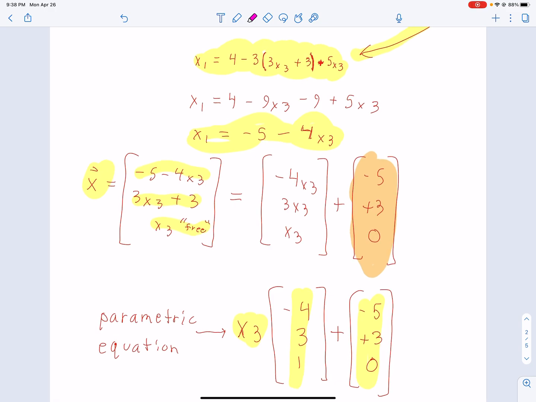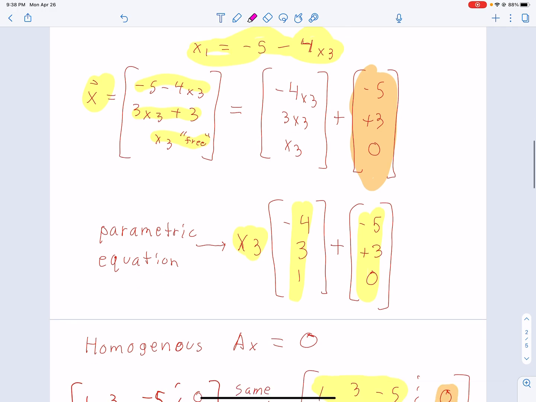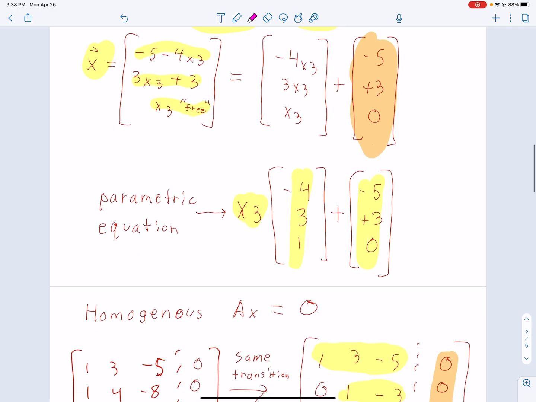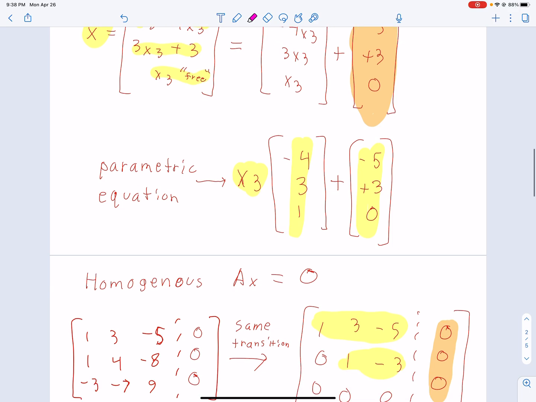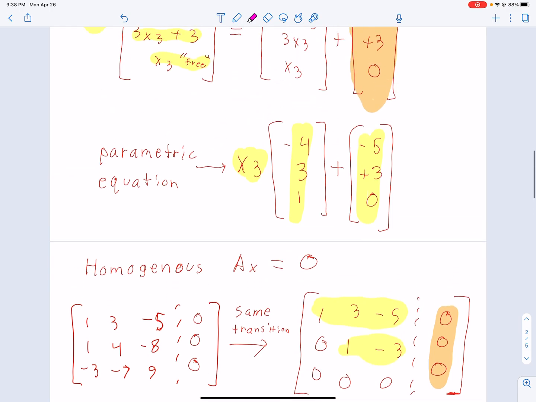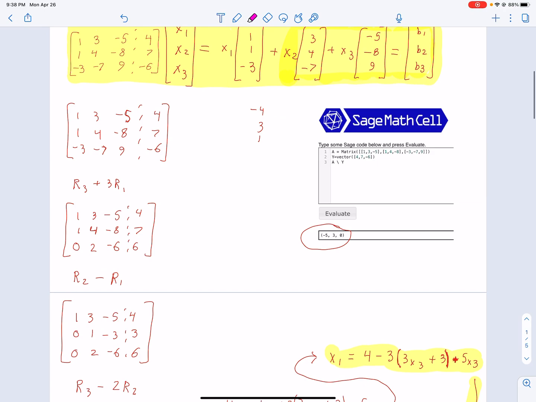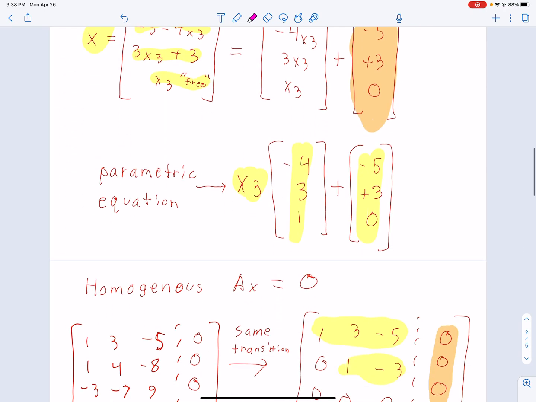So now we have those, we put them into our scalar equations. Then we need to separate our constants from the scalar terms. Then for our final parametric equation, we have x3 times our first vector plus our other vector. To check that second part, we use SageMath Cell, which gave us our -5, 3, and 0. And we also got the same thing.